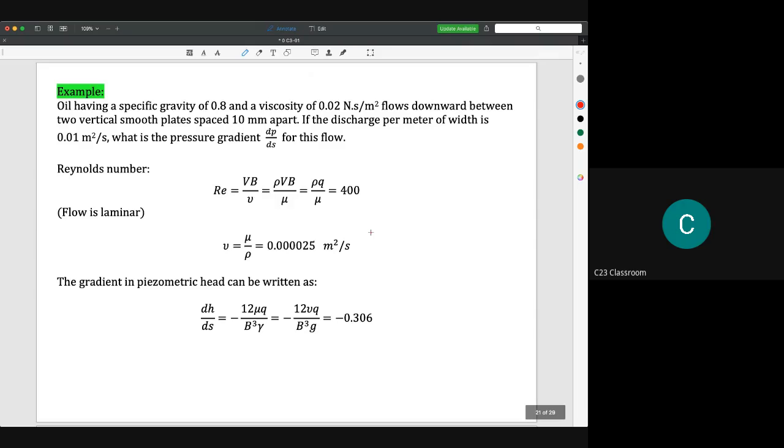So this is the example. I think you could read this one and then solve it. You just substitute values in the equation. Finally we could have the value of the piezometric head. This is actually to reflect the pressure drop.